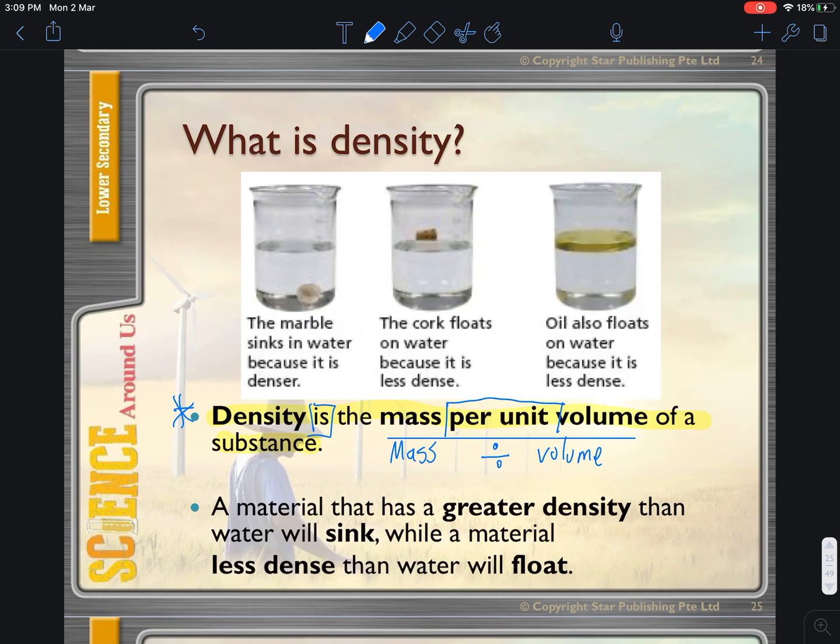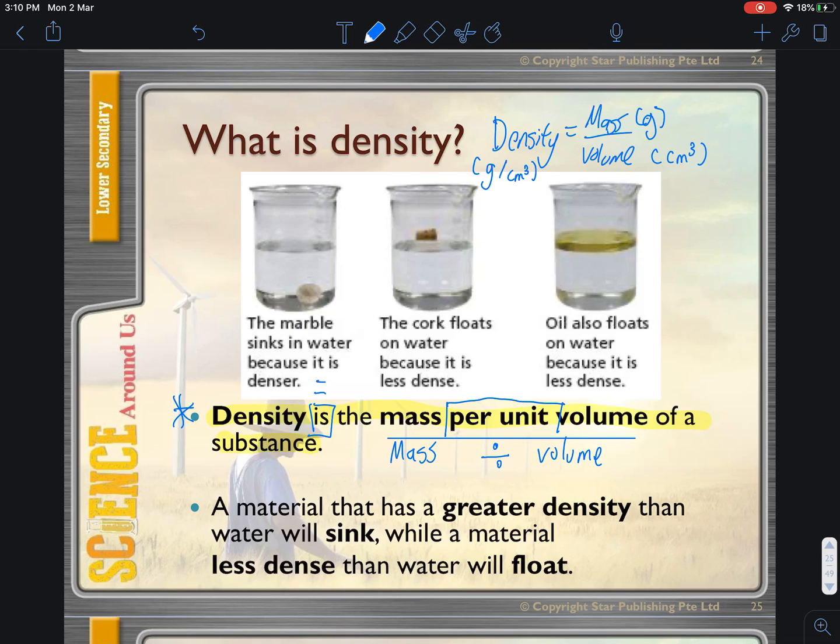The word "is" you can treat as an equal sign. So if I were to rewrite it, density equals mass divided by volume. Now, what are some of the units for this? Mass is in grams, which is the SI unit. Volume will be in cm³, and density is grams per cm³. This slash is like a slanted divide sign, so that is another way to help you remember the units for density.